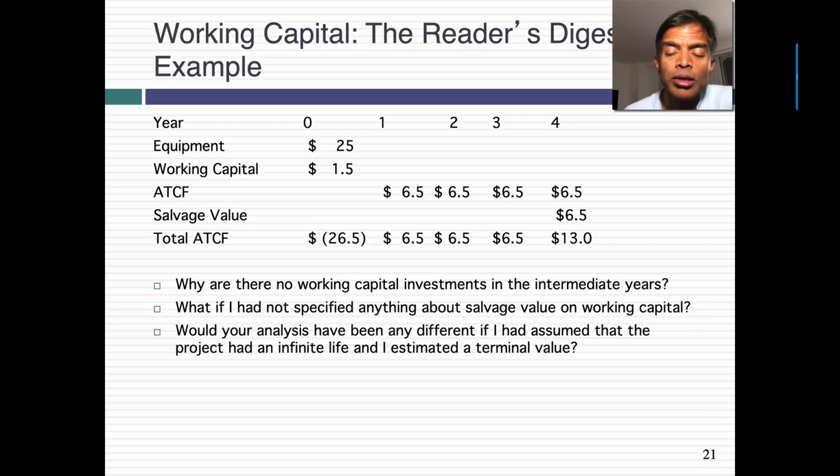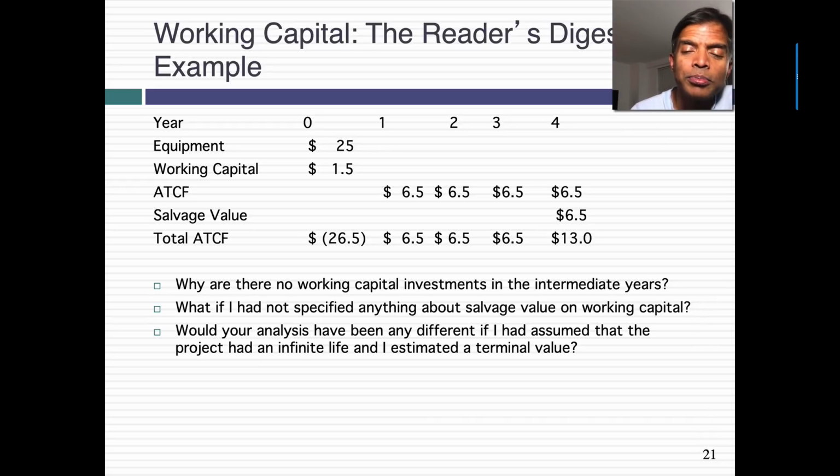Then you better do something about the tax write-off you're going to get because you threw out 1.5 million in working capital. And then I asked, would your analysis be different if you'd assumed an infinite life? If this brings back bad memories, this is, of course, what you did in the case. Here's what you cannot do. You cannot get to the end of year 5 and assume you can make $6.5 million in cash flows in perpetuity. Why? It's going to be impossible.